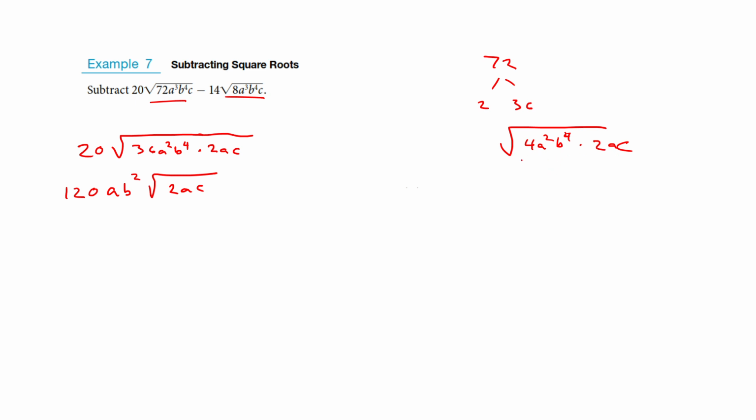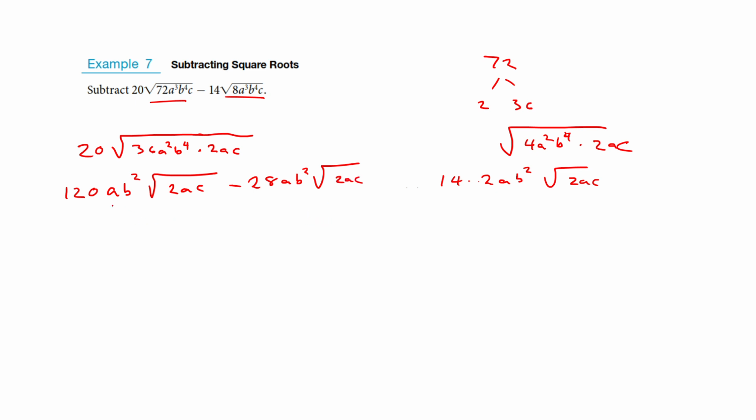Okay, so I separated the perfect squares, and I can bring out 2ab to the second. Oh, but I had a 14 out there. So let's bring this together. So it's really like a negative 14. So I had negative 28ab to the second square root of 2ac.